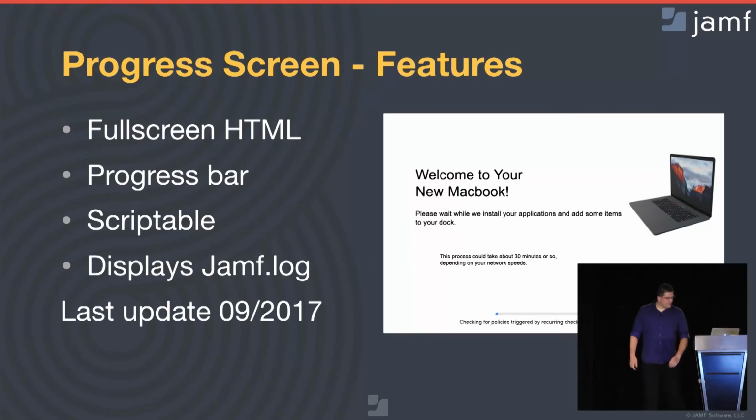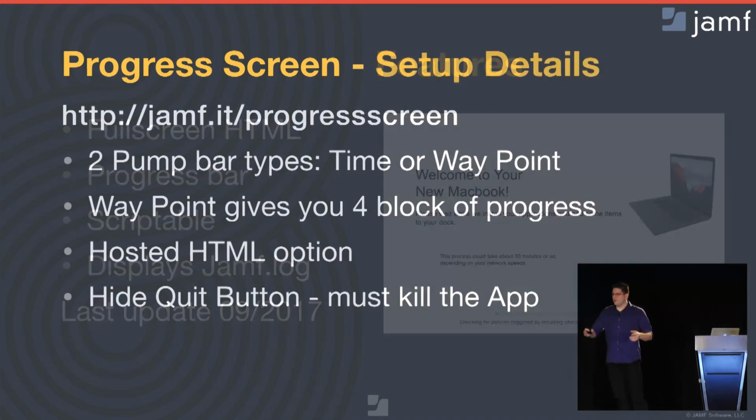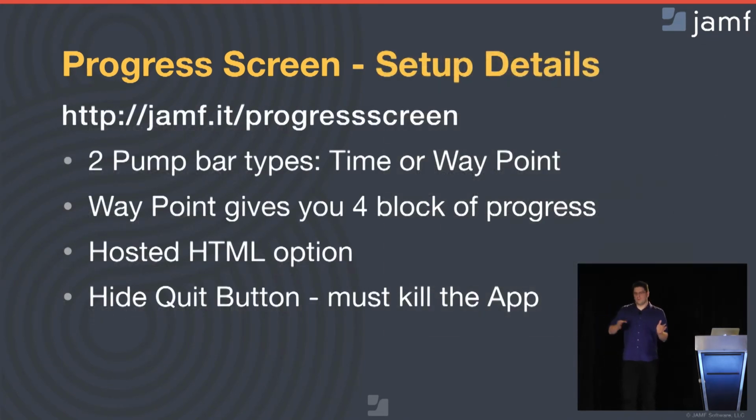So Progress Screen, as you'll see, is just a progress bar at the bottom that tails the Jamf log and spits out what it's doing on the screen. It lets you do customizable full screen HTML and a progress bar. It is unique in being the only one that I've seen that's scriptable. You can say osascript, do progress bar half, or progress bar three-quarters. So you can control the user experience, and you can launch it and control it using AppleScript.